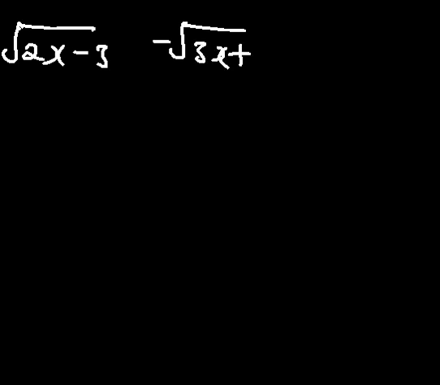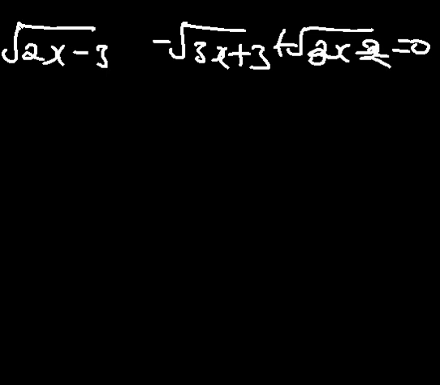Now let's say we have another case, given as the square root of 2x minus 3, minus the square root of 3x plus 3, plus the square root of 3x minus 2, which is equal to 0. It should be minus 2 here. So how should you have that? You also try this on your own time.